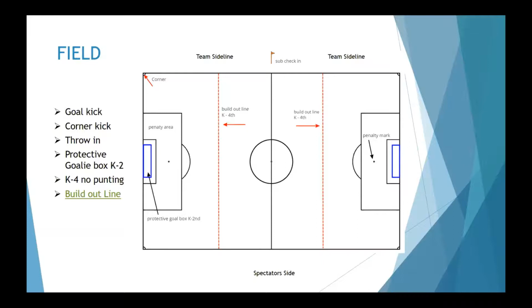A goal kick is awarded to the defending team when the attacking team kicks or propels the ball in its entirety over the goal line outside the goal post. For a corner kick, it is awarded to the attacking team after the ball has gone out of bounds across the goal line and was last touched by a defender.